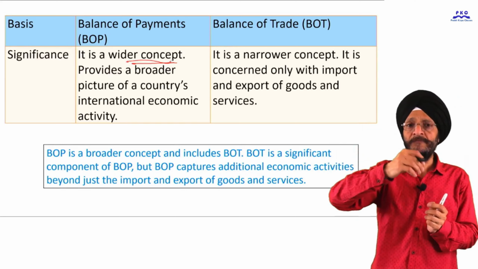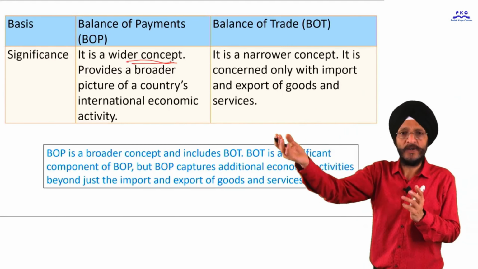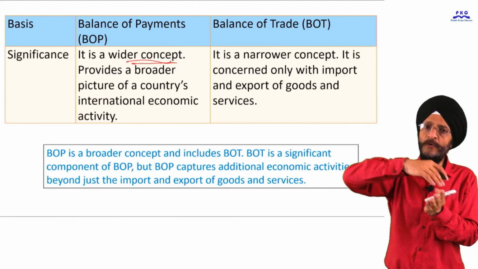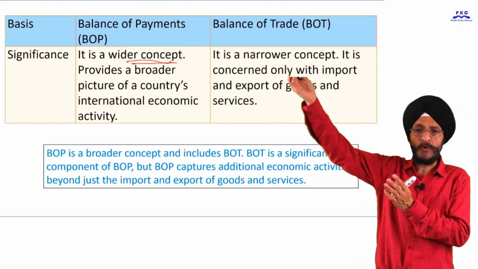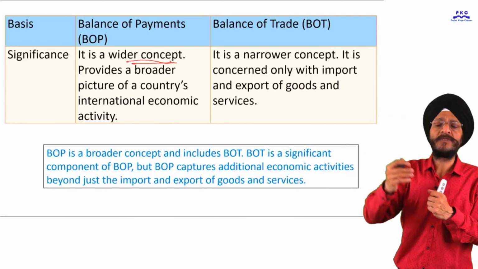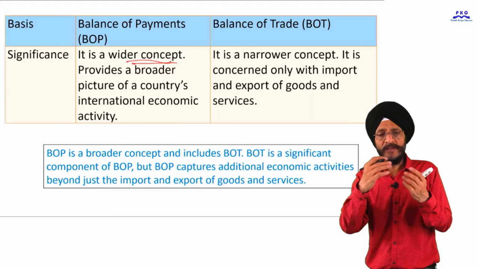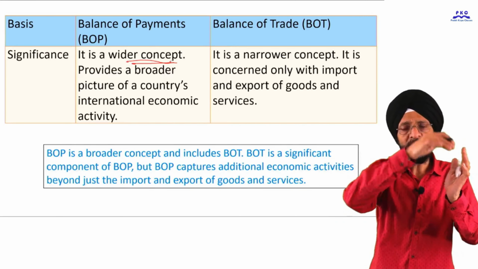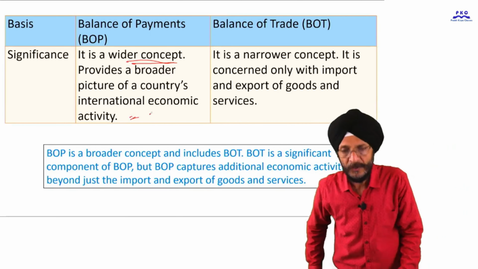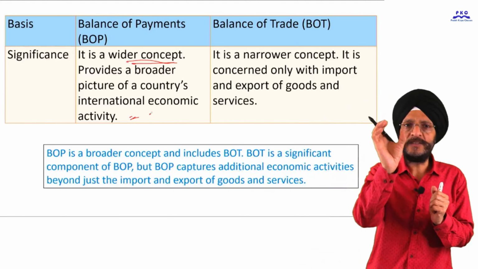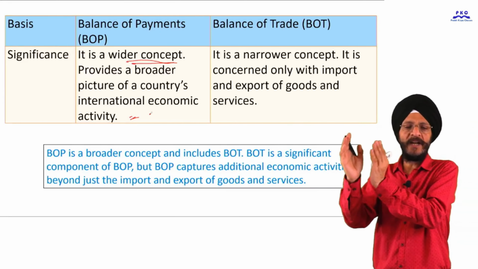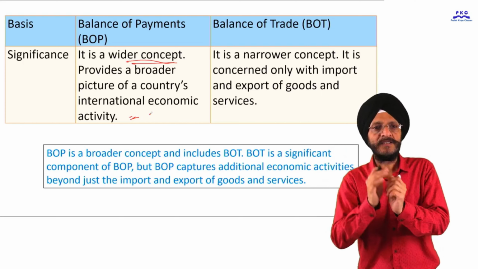Whether investments we are making abroad are more or we are receiving more investments, whether the outflow of foreign exchange in the form of investments is more, whether we are receiving more loans or whether we are providing loans, whether we are net debtor or net creditor. So all these points are shown by the balance of payments. So it is a wider concept. On the other hand, balance of trade is only a narrow concept. It is only concerned with export and import of goods and services.